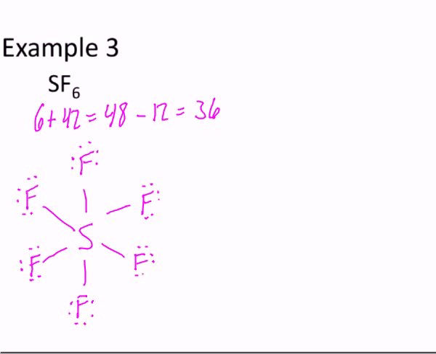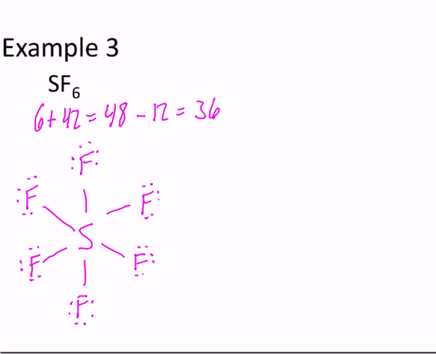Sulfur has more than 8 valence electrons, guys. Sulfur has how many? 2, 4, 6, 8, 10, 12. Holy cow, that's a lot more. Is that okay, do you think? Apparently it is, right? It is okay here, guys.